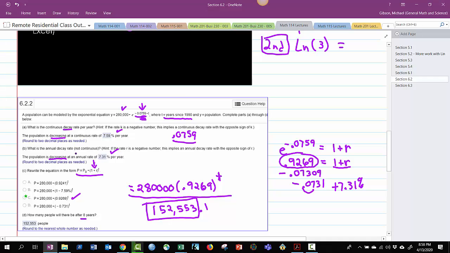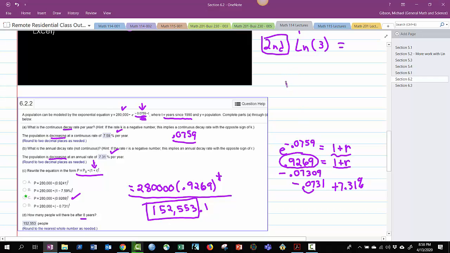Then they want to know the annual rate. Okay, so we just did the continuous rate. Now we want the annual rate. So to do it in the annual rate, instead of doing this e stuff, we have to use the 1 plus r we've been used to. So we write e to the minus 0.0759 power, which they gave us, equals the 1 plus r.